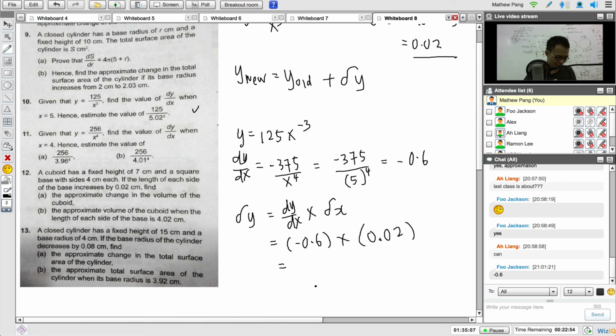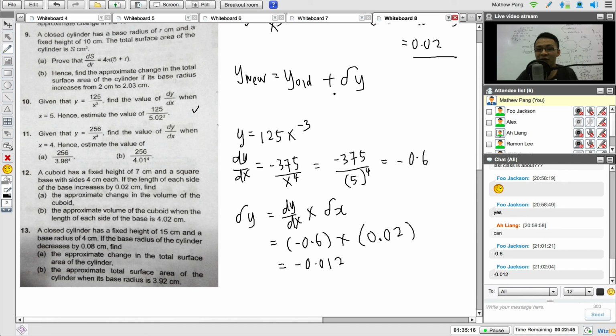Then press the calculator. I believe you have got negative 0.012. Alright, now you got this one. Okay, I got this one, negative 0.012.